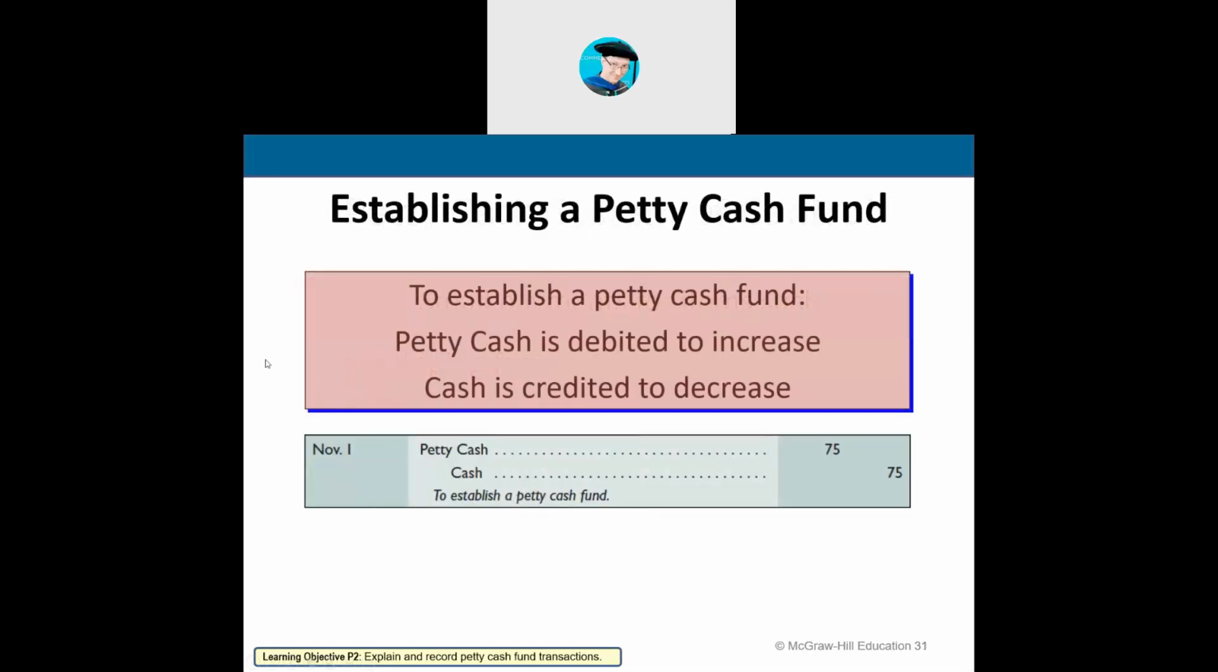So the accounting office needs to first establish a petty cash fund. The petty cash fund, again, is used to pay for small things in the event the accounting office is closed and they can't write a check. So to first establish the fund, we debit petty cash and credit cash. Yes, they're both asset accounts.